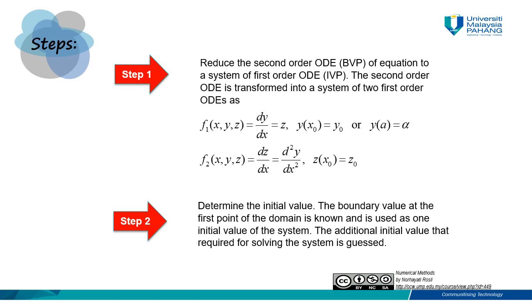The first step, reduce the second order boundary value problem to a system of first order initial value problems. The second order ODE is transformed into a system of two first order ODEs as shown below. Step number 2, determine the initial value. The boundary value at the first point of the domain is known and is used as one initial value of the system. The additional initial value required for solving the system is guessed.